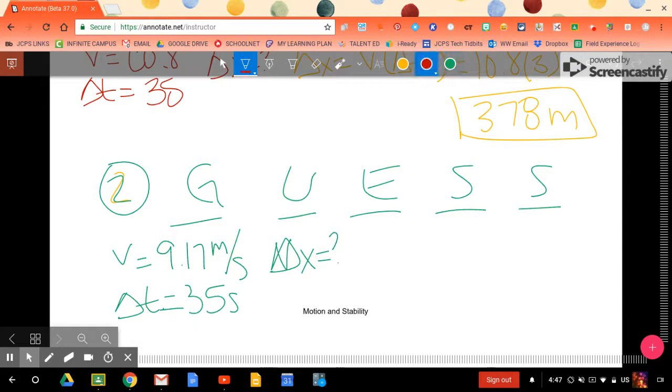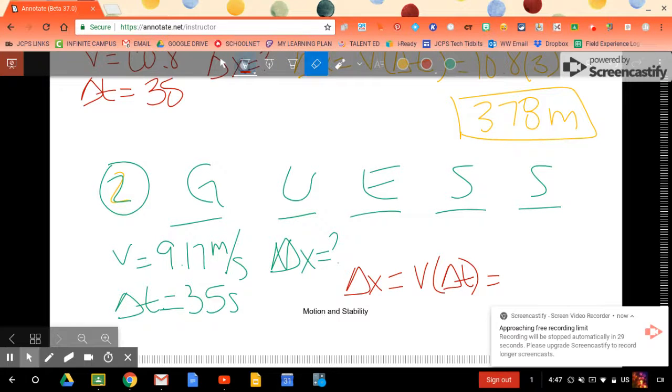So we're going to do our equation of, oh my goodness, I'm sorry, you guys, I can't write. Our change in X equals V times change in T equals 9.17 times 35. So you will get 321 meters. That is your answer.